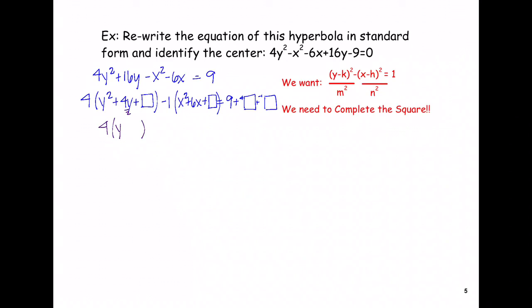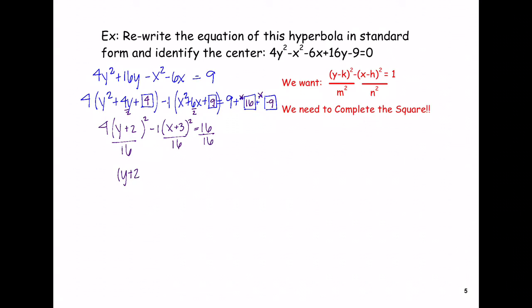Bring down your coefficients. B divided by 2 is positive 2. 2 squared is 4. Bring down your negative 1. 6 divided by 2 is positive 3. 3 squared is 9. 4 times 4 is 16 in our first box. 9 times negative 1 gives us negative 9 in our second. We combine our like terms. We're left with 16 on the right-hand side. We need to divide everything by 16. So we get our hyperbola set equal to 1.